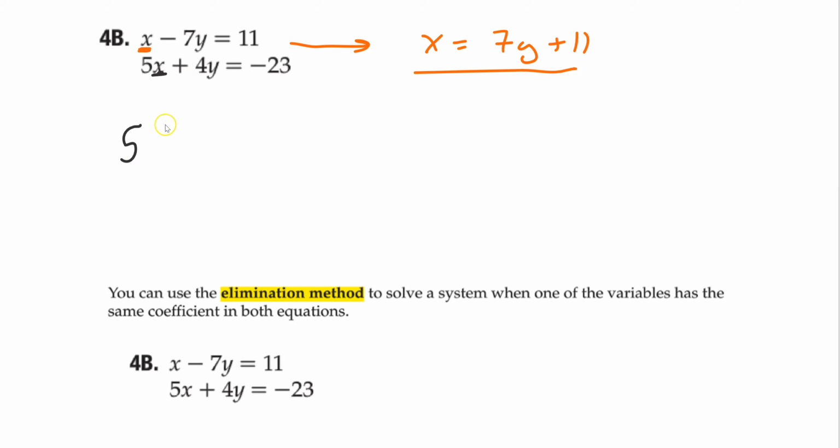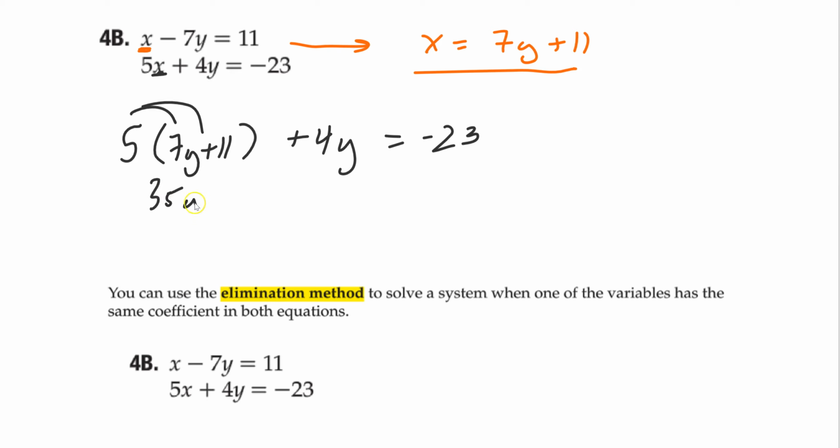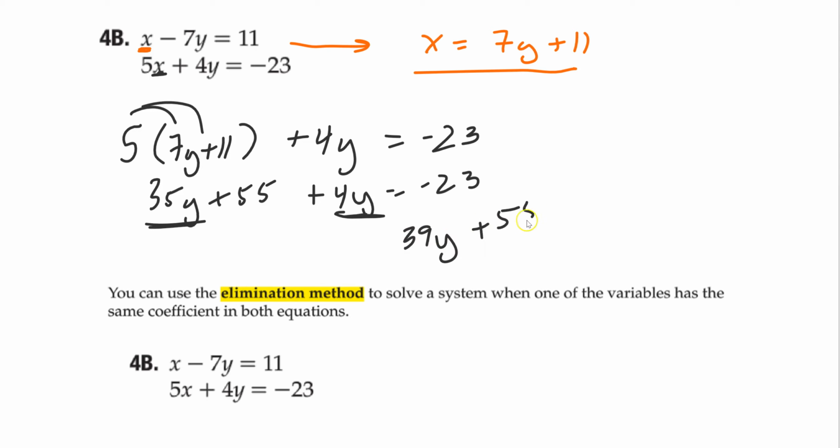So we're going to have 5 times, instead of x, 7y plus 11, plus 4y equals negative 23. Right, we're plugging this in for the x right there. And again, after you do that, it's solving. Distribute: 35y plus 55 plus 4y equals negative 23. Now, notice these y's are on the same side, so I'm just going to add them. Simplify it: 39y plus 55 equals negative 23. Subtract 55 from both sides.